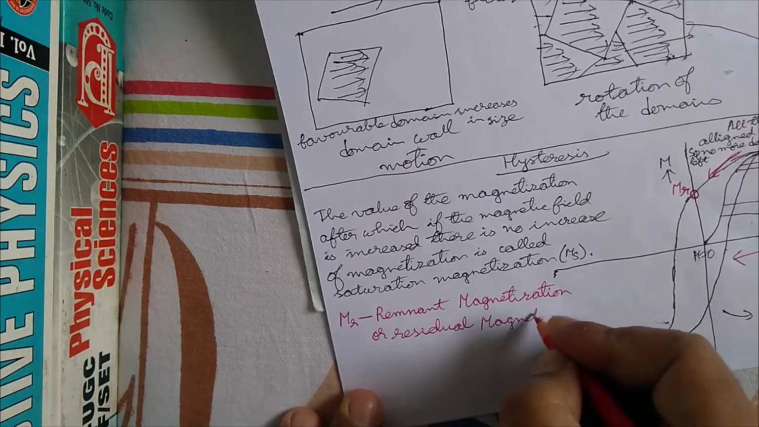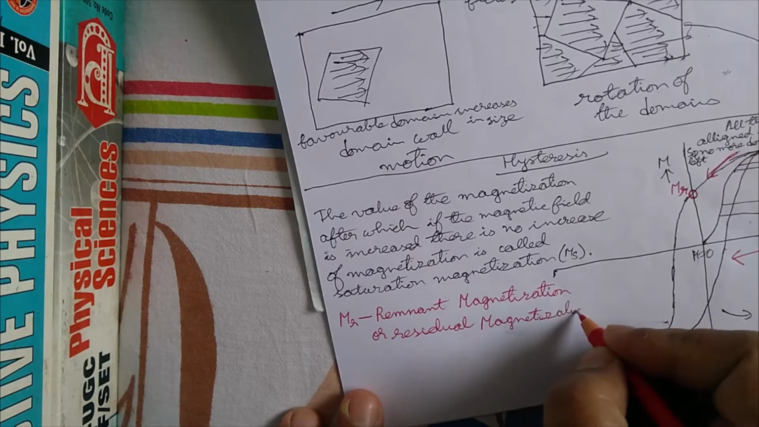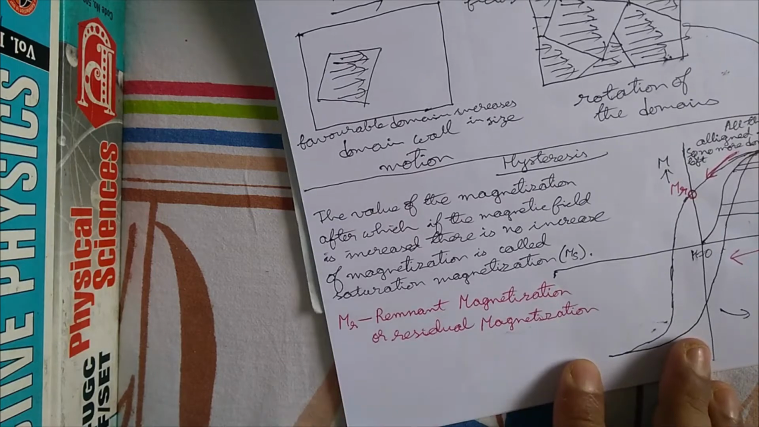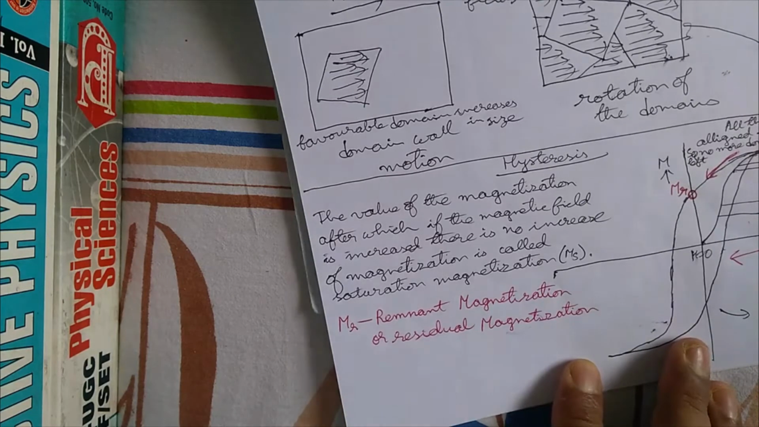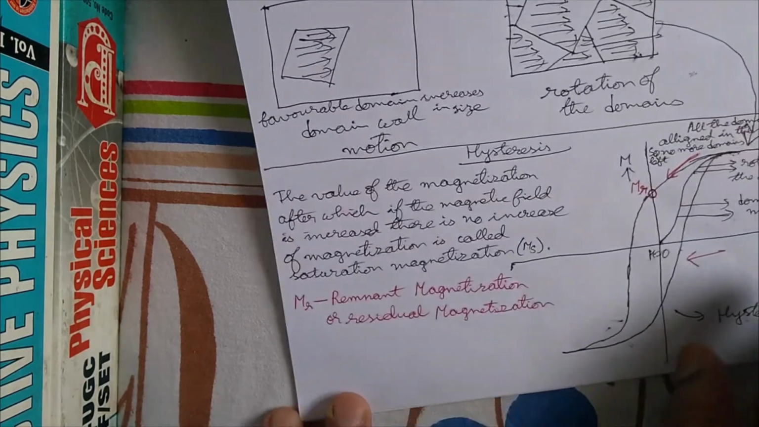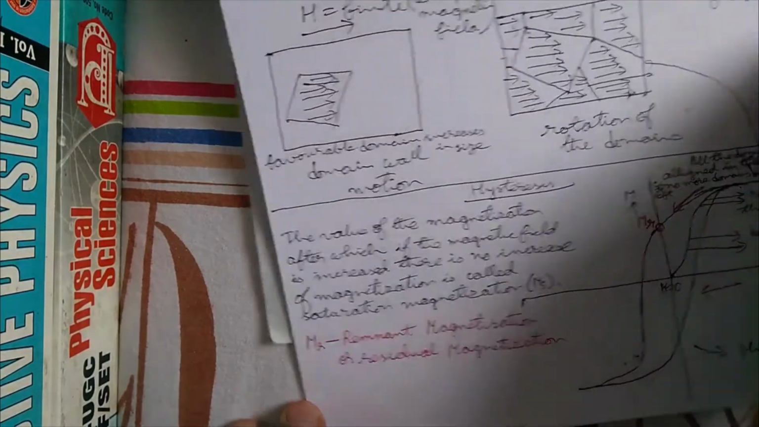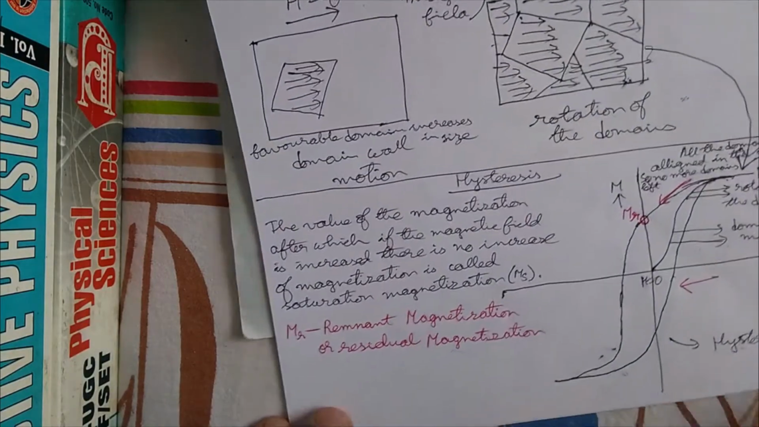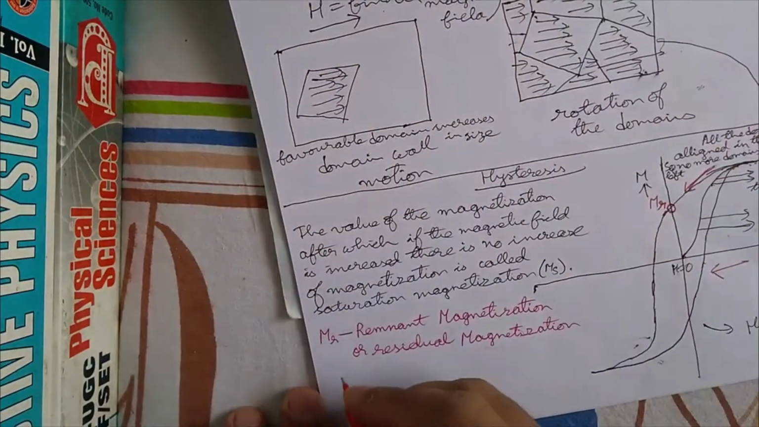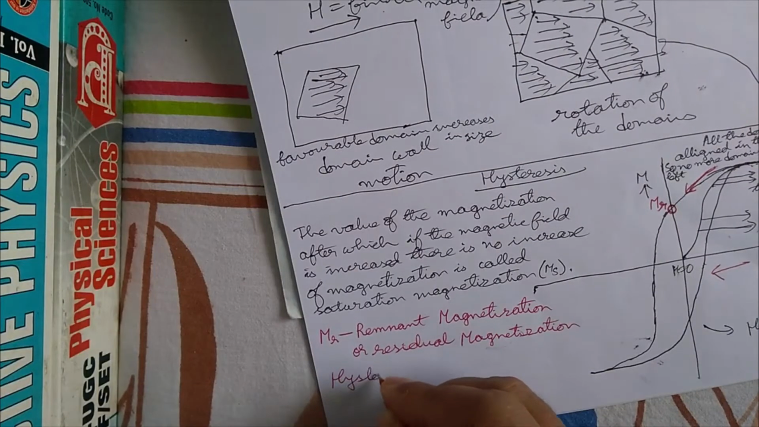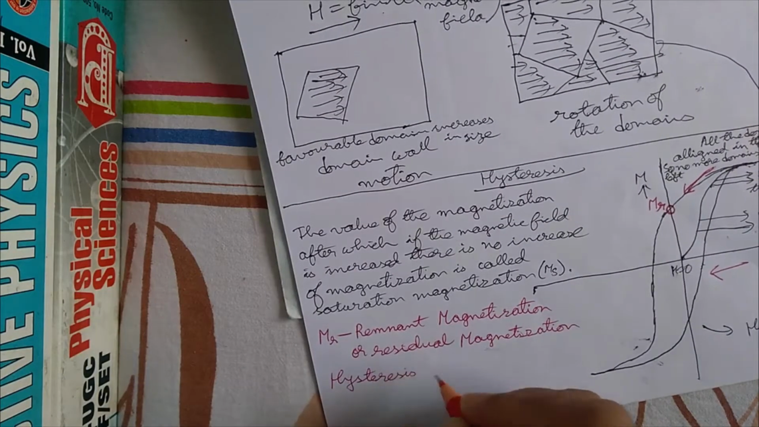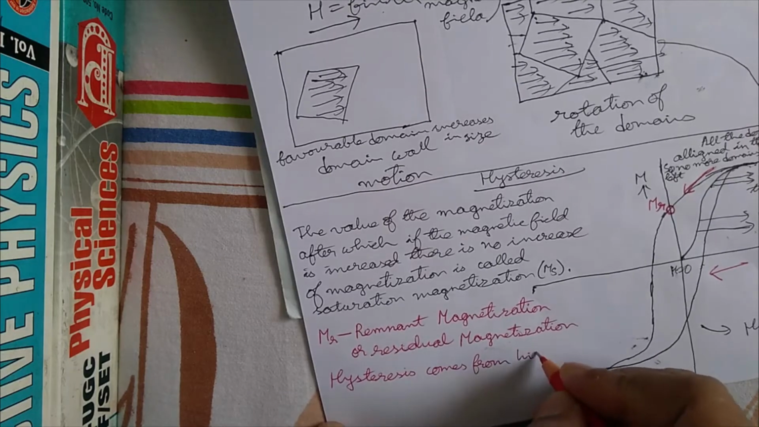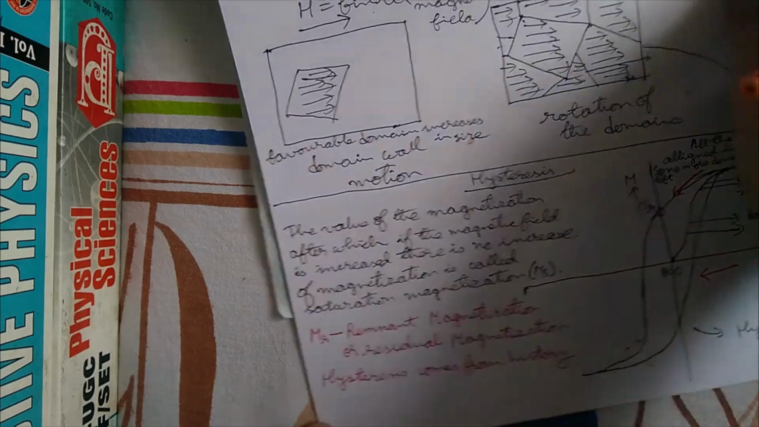Remnant magnetization or residual magnetization. Okay, this is called remnant magnetization or residual magnetization. So what is this actually? That is only hysteresis. Hysteresis comes from what? Hysteresis comes from history.